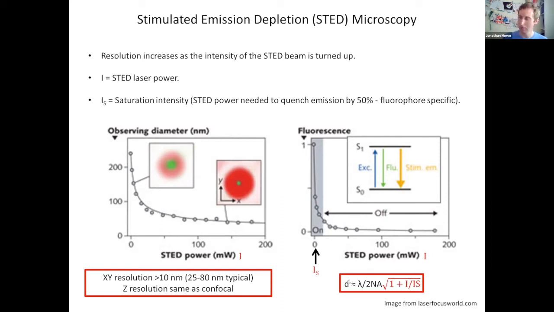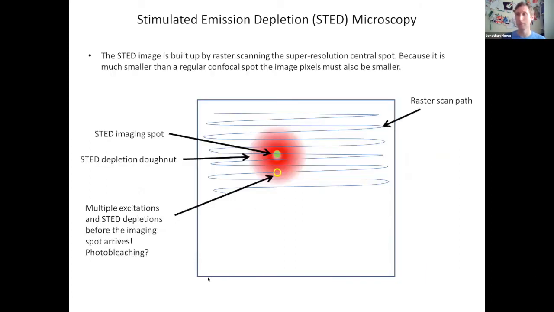And you can see from this modified equation that essentially the lower the saturation intensity, or the higher the STED power, the smaller this term D becomes, the smaller the emitting spot becomes, and the better the resolution can be. And typically we can get resolutions of 25 to 80 nanometers for biological samples. But importantly, if you're squeezing the PSF only in X and Y, your Z resolution doesn't get any better. So your Z resolution is the same as confocal. But there is a way of improving Z resolution, which I'll come on to in a second.